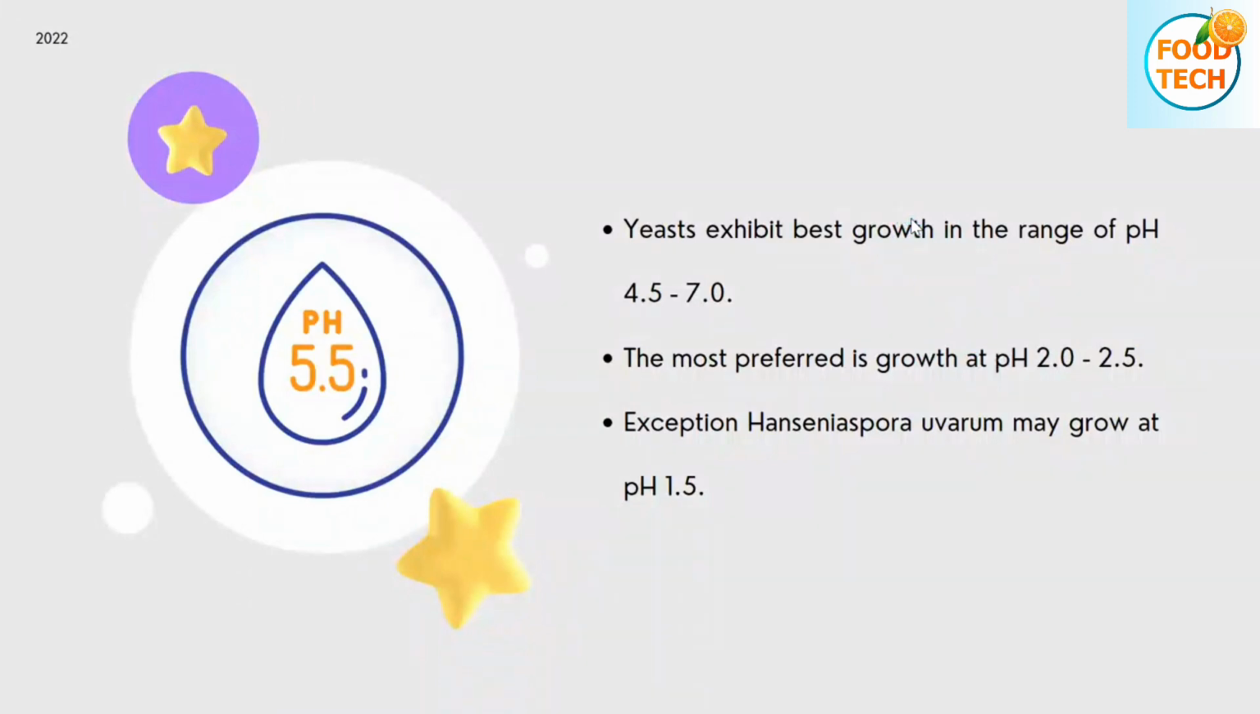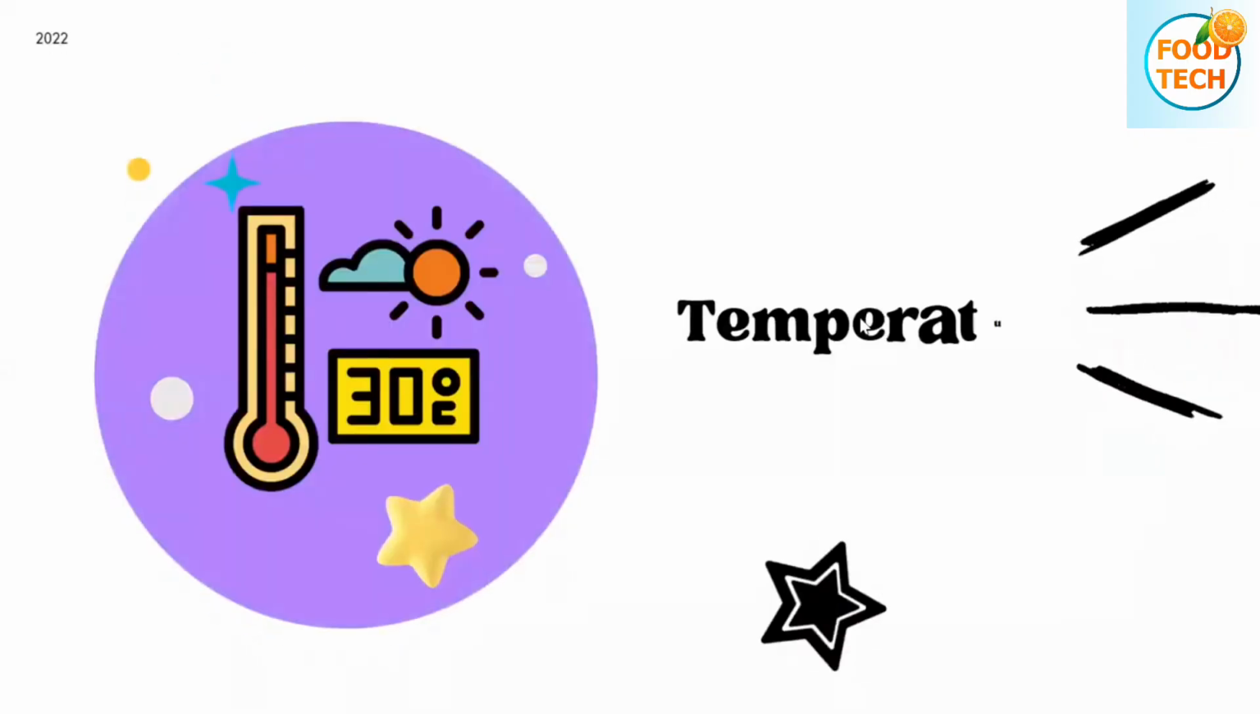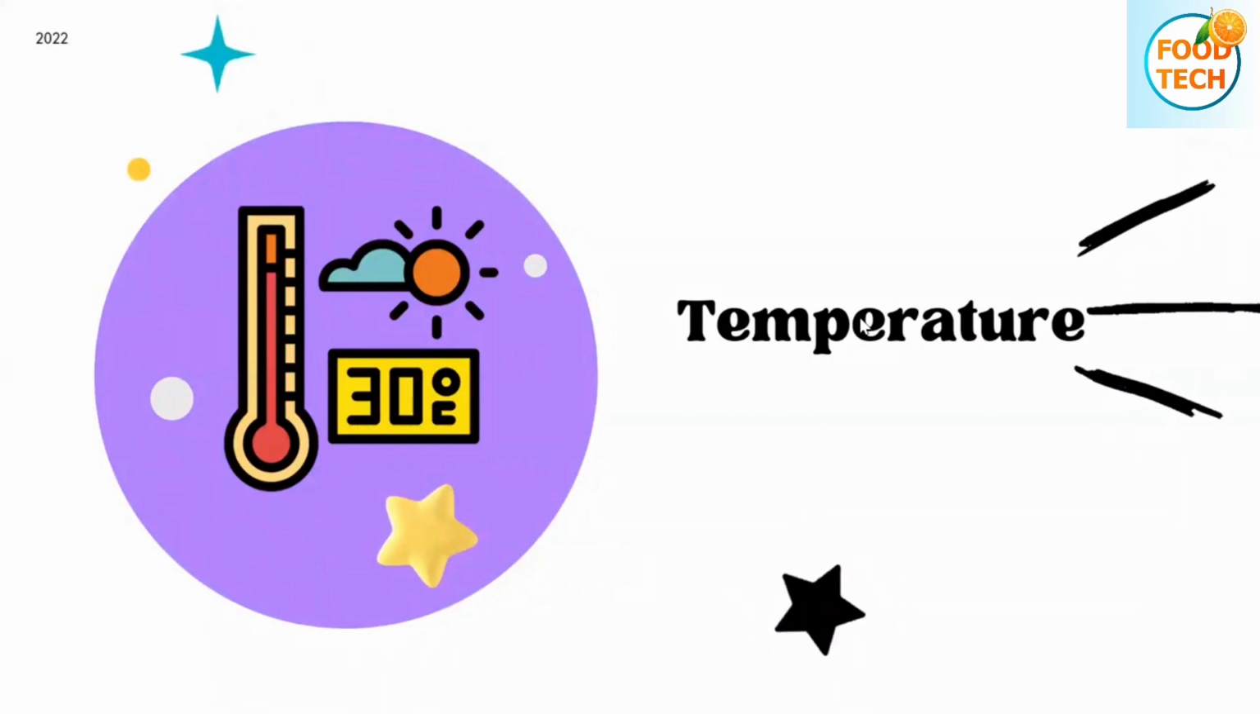So now bacteria, exception. If you see this yeast, it can even grow in pH of 5. So guys, pH is very, very important for yeast, mold and bacteria, right?